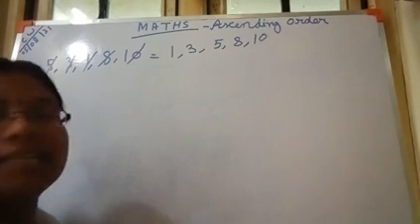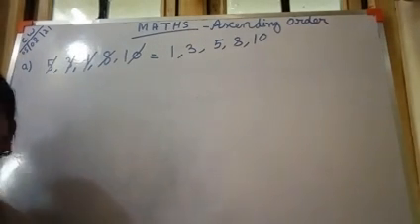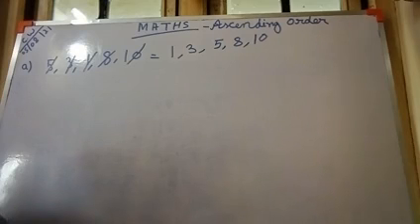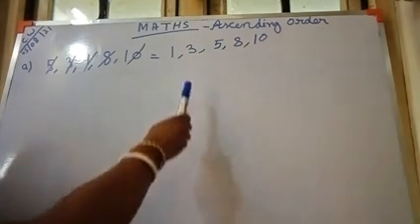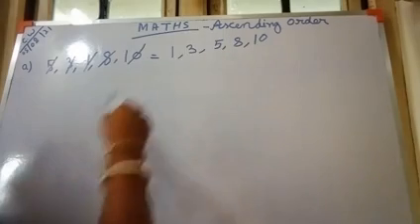So 10 comes last, and in the process also, when we are counting the numbers forward, the number gets bigger. So this way I have done the ascending order, smaller number to bigger number.